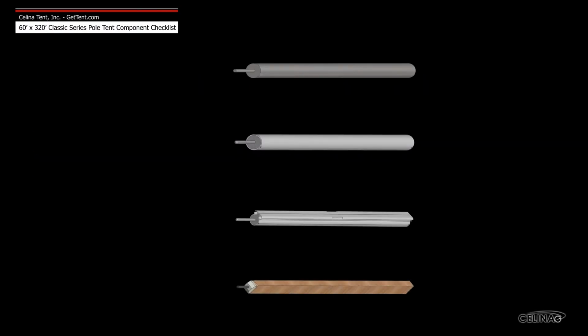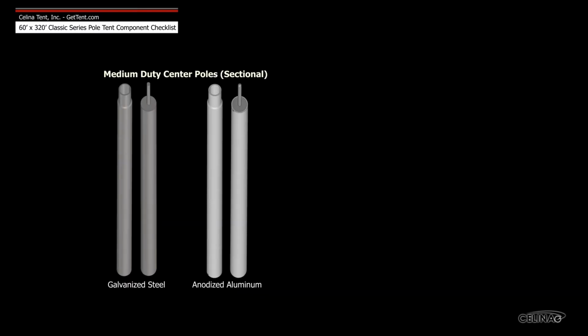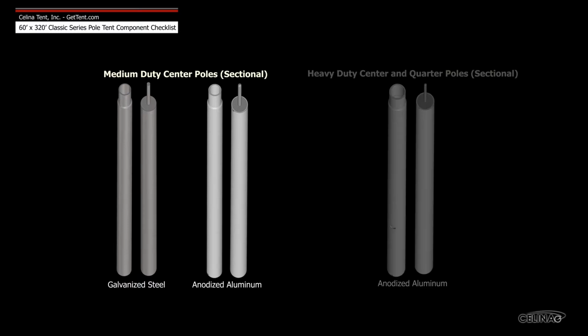Celina side poles are available in four types: galvanized steel, anodized aluminum keter track, and wood. Medium-duty center poles are available in galvanized steel and anodized aluminum, and heavy-duty center and quarter poles are only available in anodized aluminum.